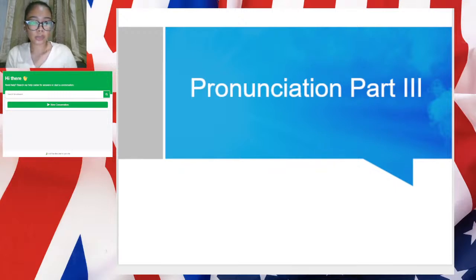Today, we will continue with pronunciation part 3. In our previous sessions, we laid a really important foundation with the fundamentals of how we make sounds in English. Today, we are going to build on that just a little bit more with some key fundamentals, and then we are going to tackle some of the trickier, more complicated pronunciation stuff. So, are you ready to get started? Let's dive in immediately.